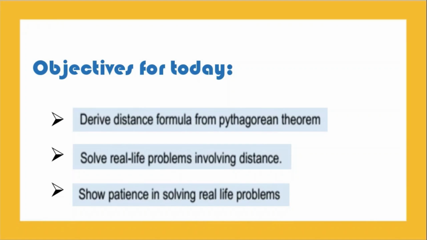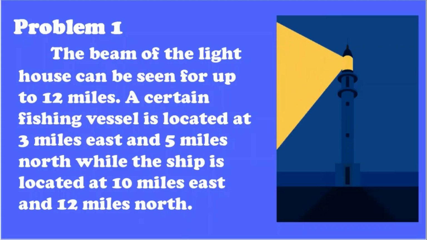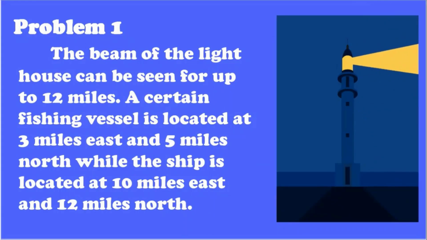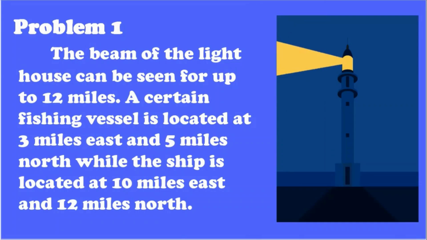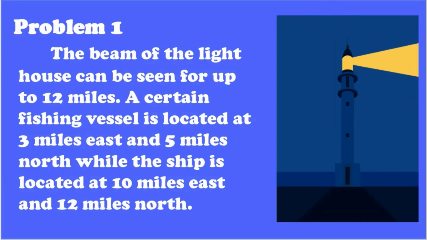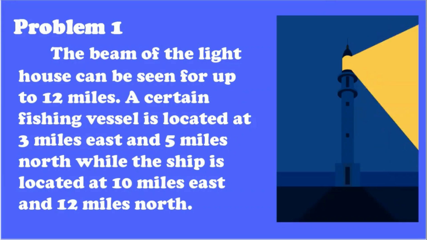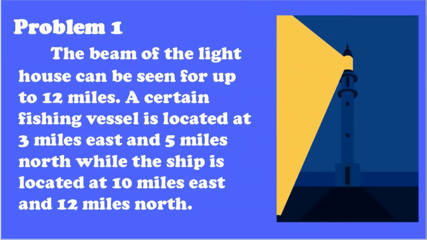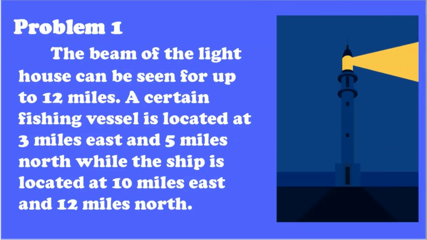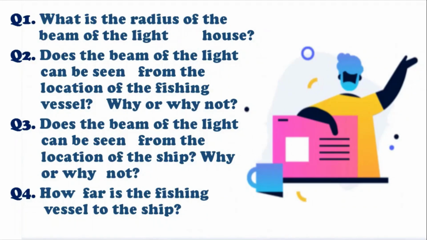To formally start our discussion, let's have this problem. The beam of the lighthouse can be seen for up to 12 miles. A certain fishing vessel is located at 3 miles east and 5 miles north, while the ship is located at 10 miles east and 12 miles north. We have here 4 questions.